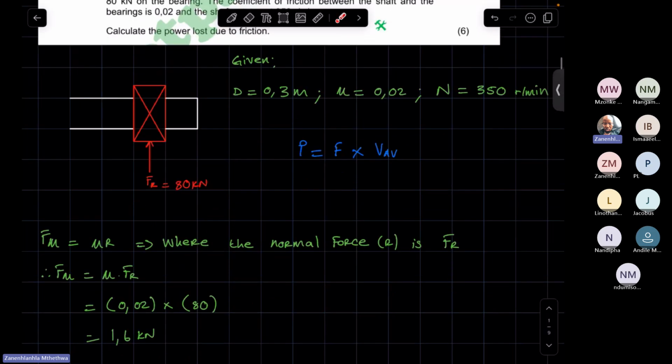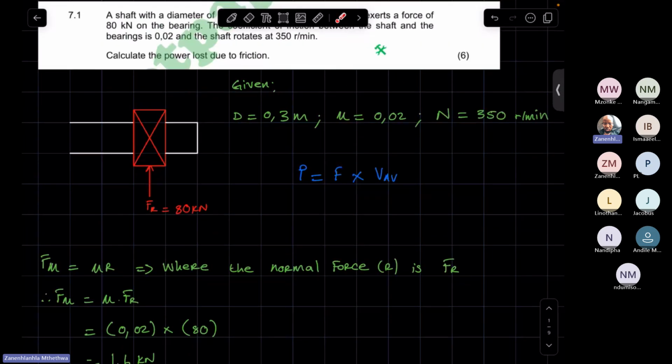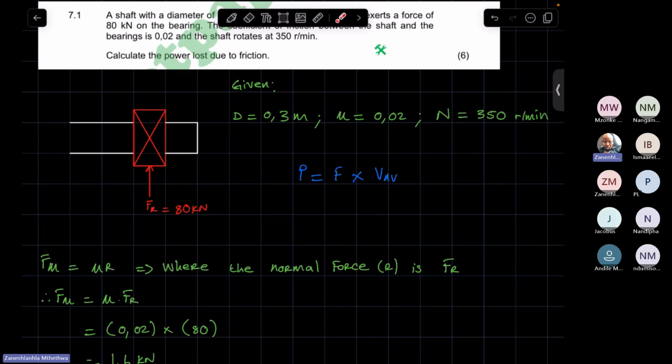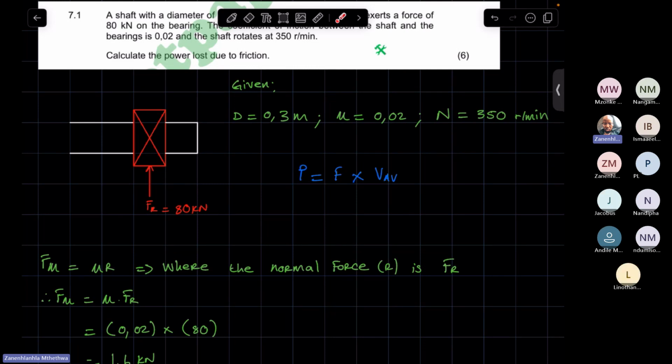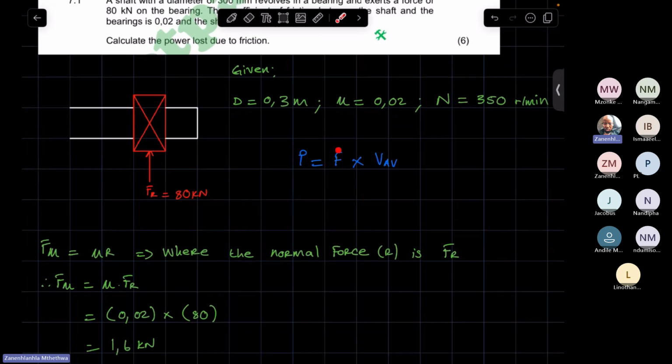What does this tell us? We're looking for the power to overcome friction, or power loss due to friction. Because of that, this force will be the frictional force, and this will be the average velocity, which we'll get using the rotational frequency. There is a formula for calculating velocity using the rotational frequency. We have the rotational frequency, we have mu, we have the diameter of the shaft. So the only thing we need to do is get the frictional force F mu.